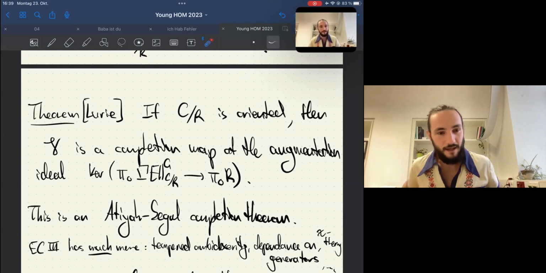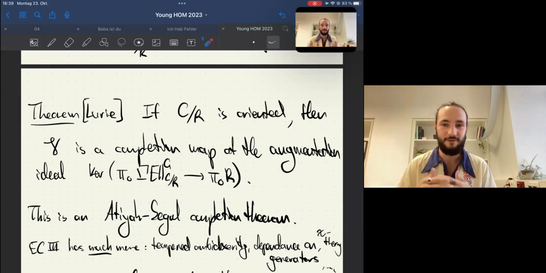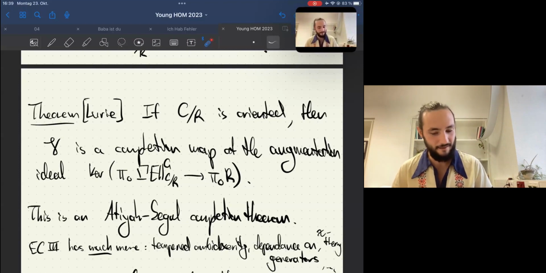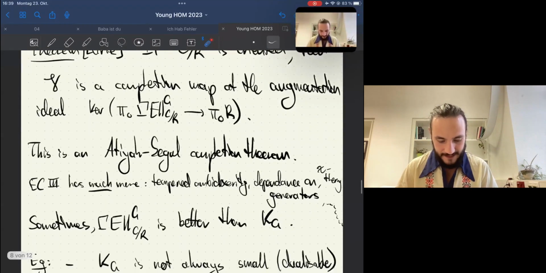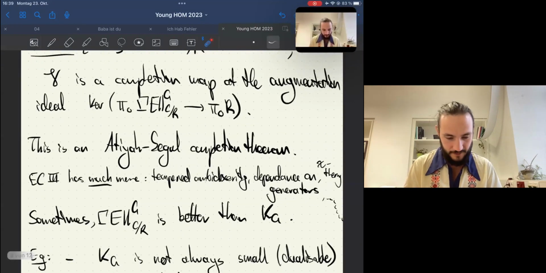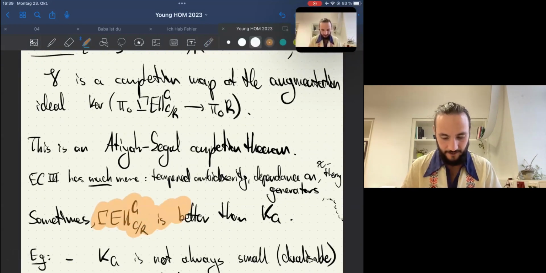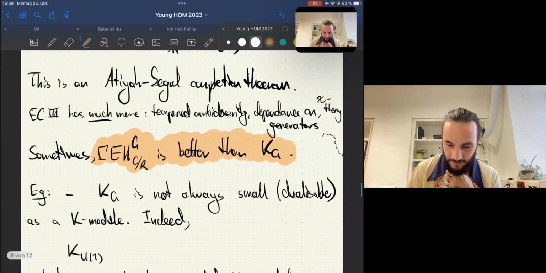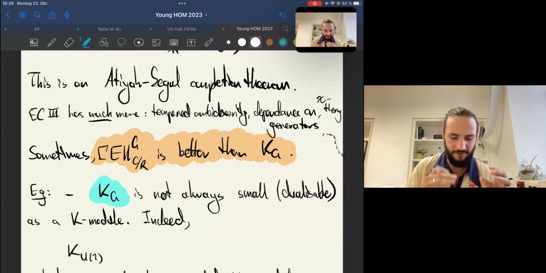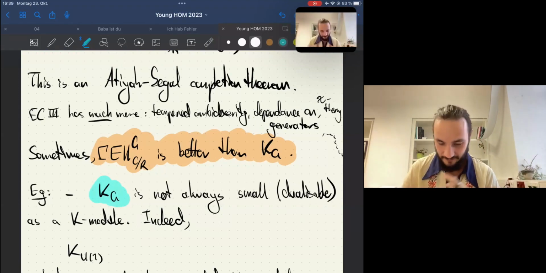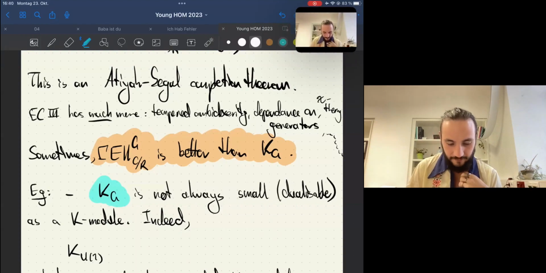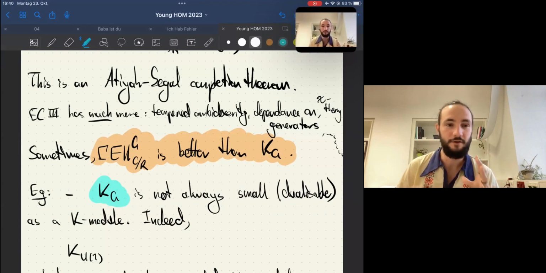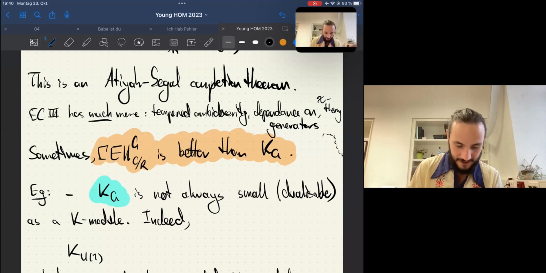So one thing I wanted to mention as well, and this is now a difference between equivariant elliptic cohomology and equivariant K-theory, is some size issues. Sometimes equivariant elliptic cohomology is actually better behaved than K-theory. And here's an example. Equivariant K-theory, I'm sorry, sometimes I put my G down the bottom and sometimes at the top, I hope it's not too confusing. So equivariant K-theory for some compact Lie group G is not always a small K-module. It's not always dualizable.